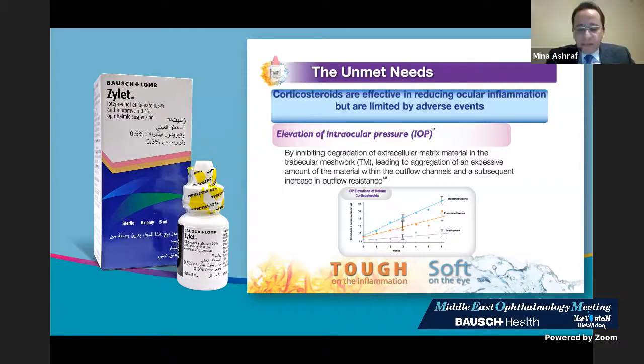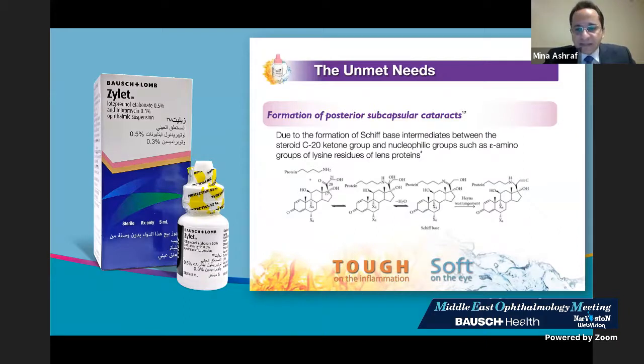Not only the IOP, but also because of the presence of a ketone group in the C20 position in all the conventional corticosteroids, there is a Schiff-base intermediate that occurs due to the interaction between this C20 ketone group and the nucleophilic groups, such as the amino group of the lysine residues in the lens proteins. So the interaction between the ketone and the lens proteins leads to the formation of posterior subcapsular cataracts. So IOP elevation and posterior subcapsular cataracts are very common side effects of the conventional corticosteroids.